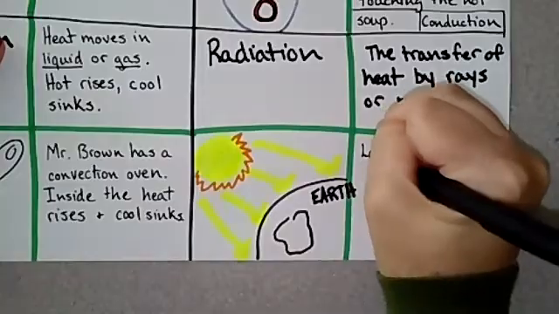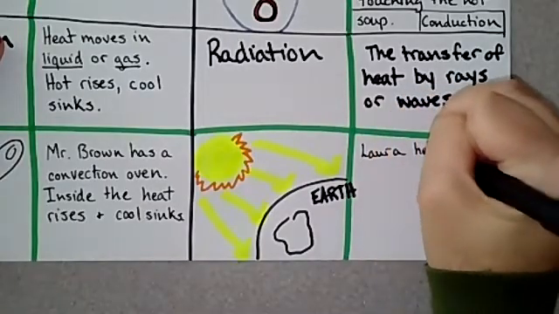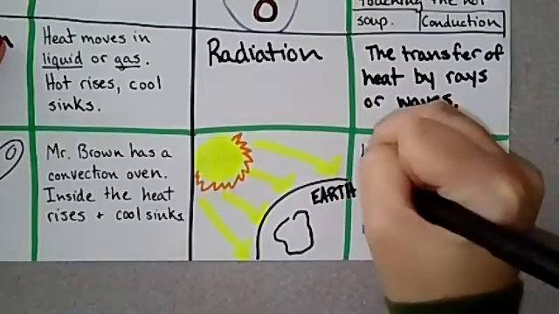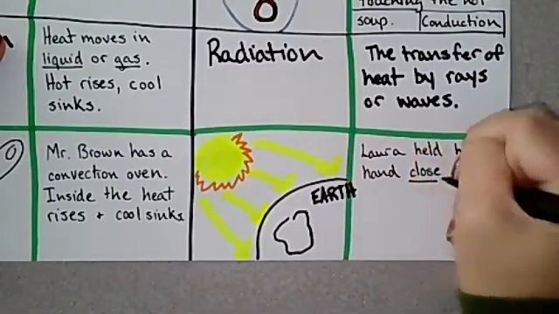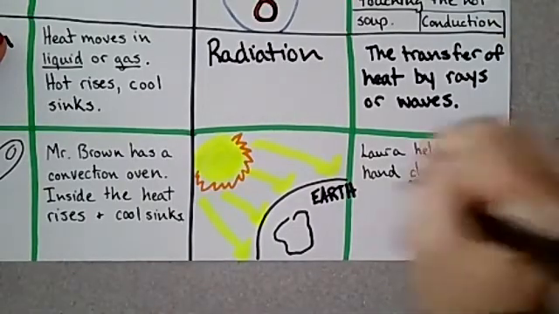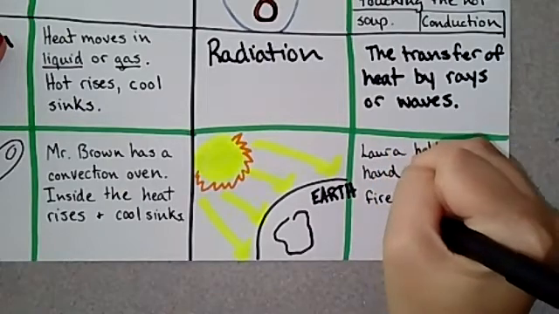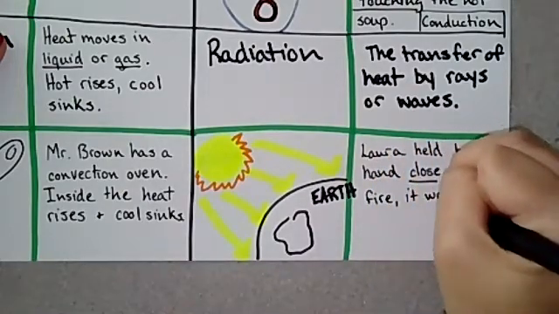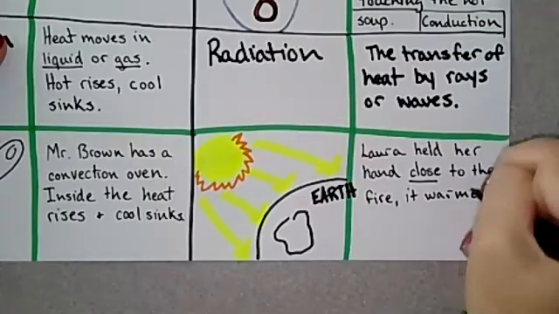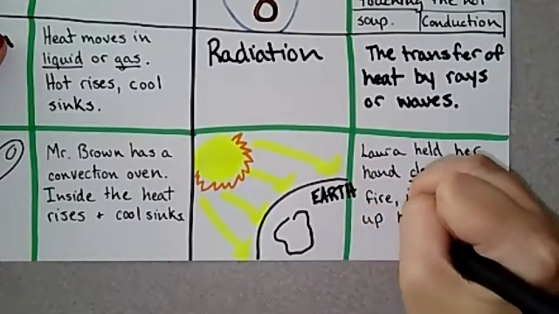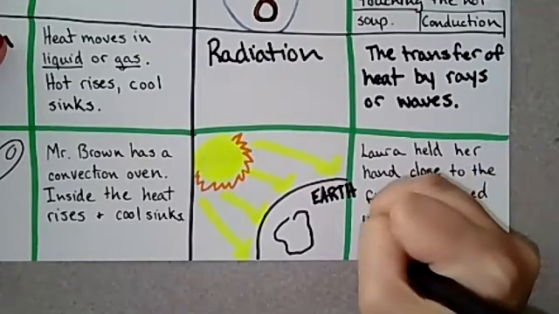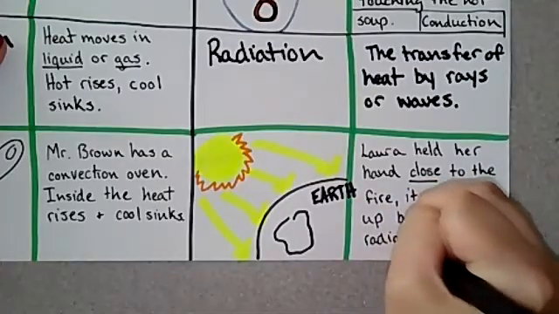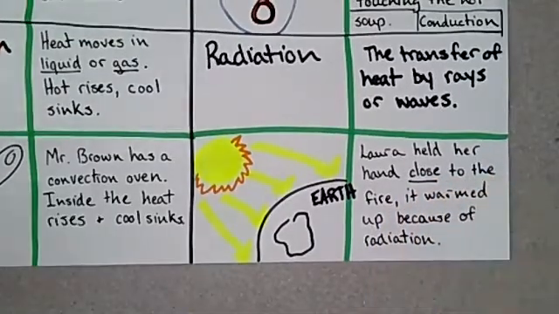So here's another example. Laura held her hand close, not touching, close to the fire. It warmed up because of radiation. Radiation is heat that travels through space. It travels through the air, okay?